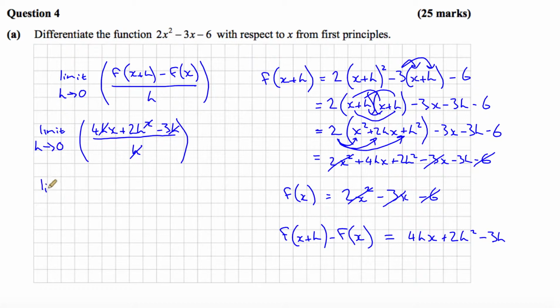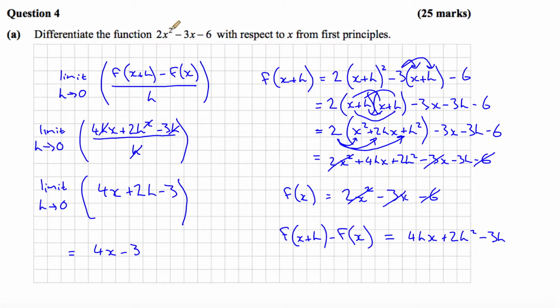So I'm left with the limit as h goes to 0 of, on top I've got 4x plus 2h minus 3, and underneath I've just got 1, so there's no need to write that. So finally then, the limit as h goes to 0 of 4x plus 2h minus 3. Well, if I imagine that this h goes towards 0, well then 2h will go towards 0. So I'm just left with 4x minus 3. So that's it, differentiated from first principles.